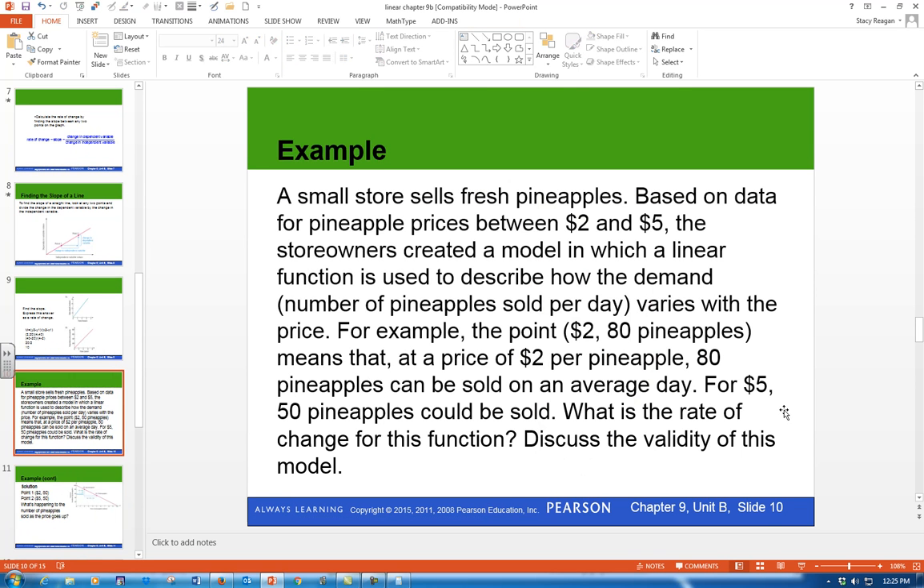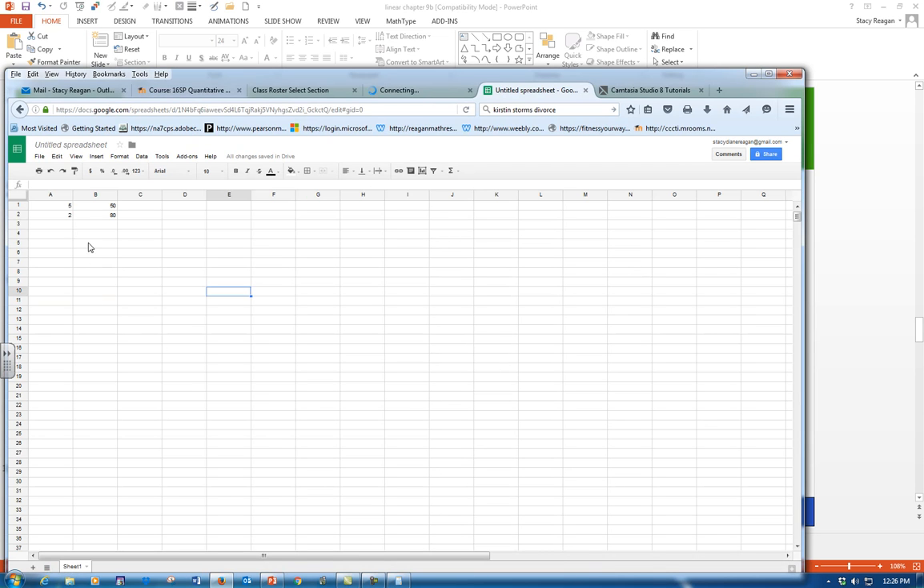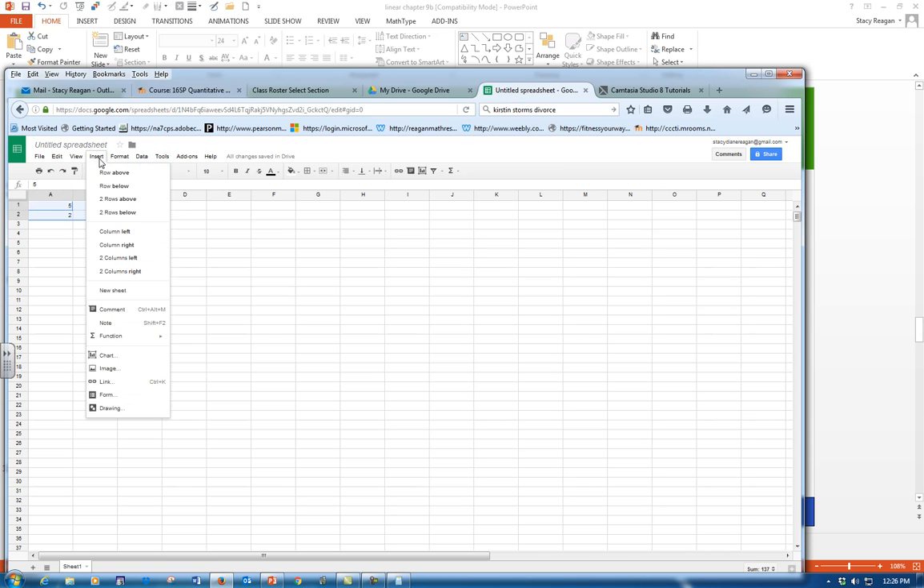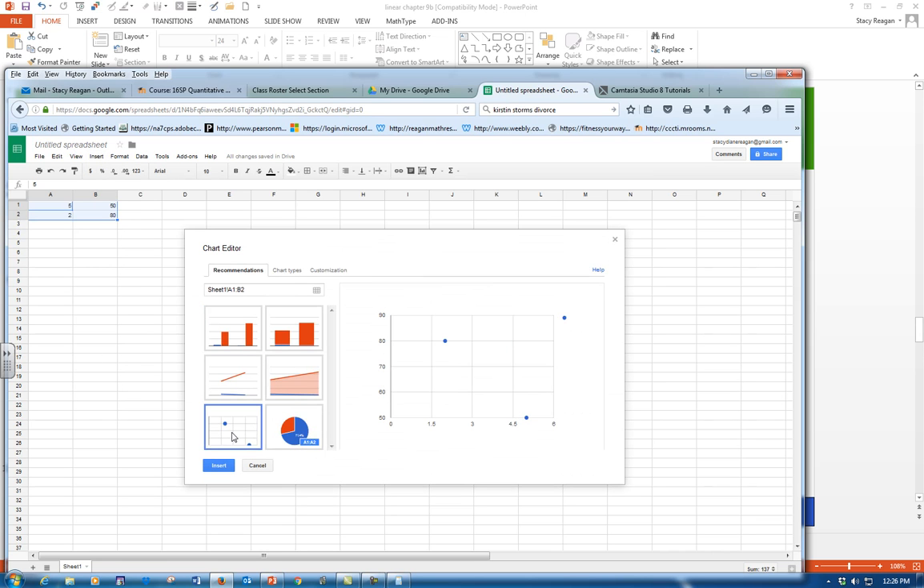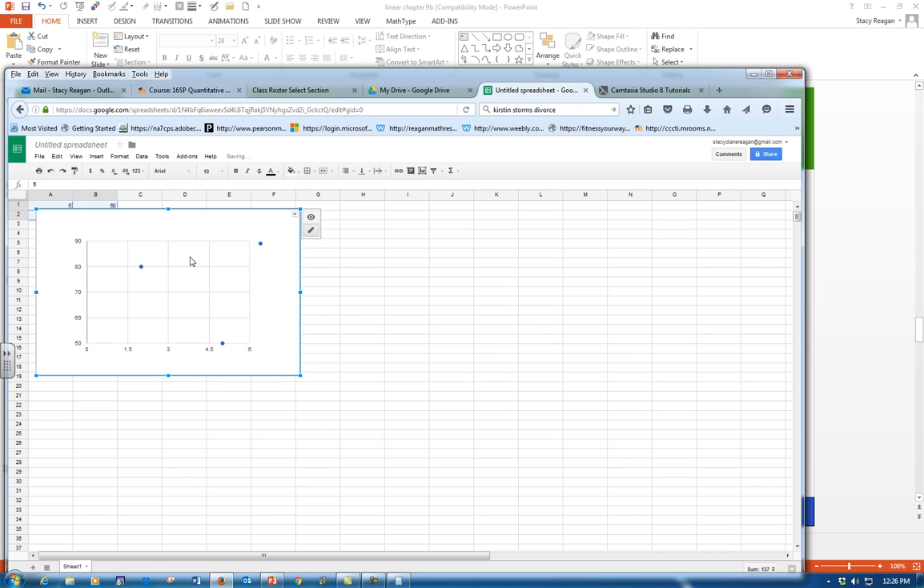Now this is one that technically you've really already done. We did these in Google, and we take our 2 points that we have, and in this case we have the point 2, 80 and 5, 50. And we're looking at that, and we can do the money first and the pineapple second. So if I go into Google and I just put my points in there like we've done a zillion times, and we highlight it and hit insert chart, and we do a scatter plot. As long as I have 2 points, I can do this.